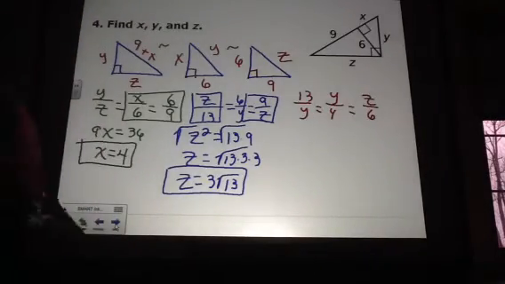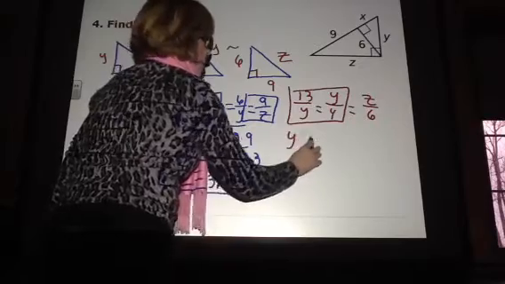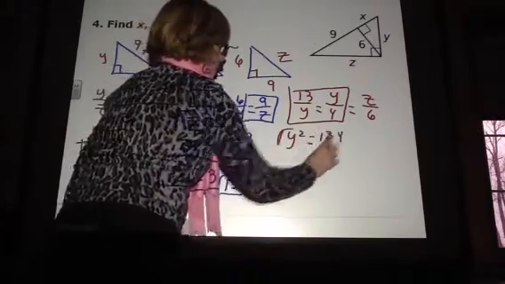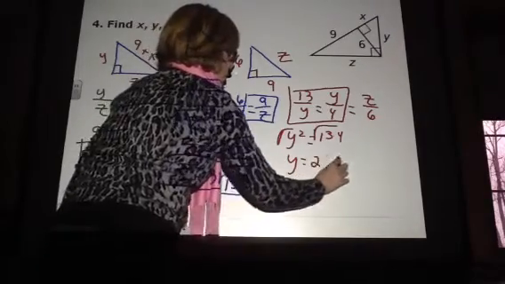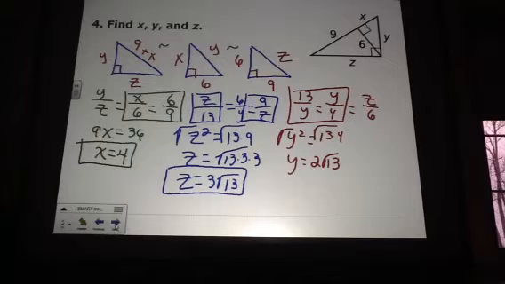So I can use my geometric mean right here. So y squared equals 13 times 4. Take the square root of both sides, so y equals 2 square root of 13. And I've given you the value of all three variables there.